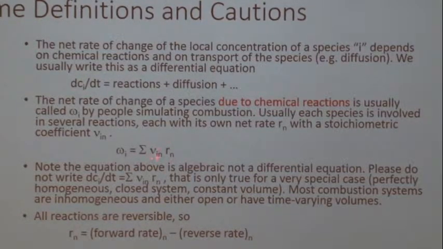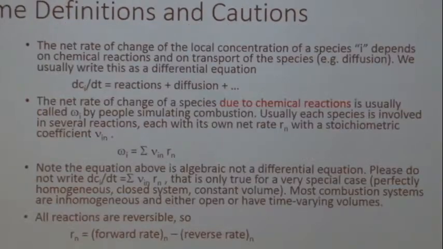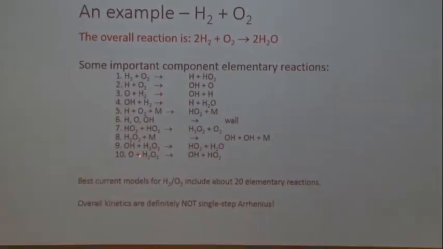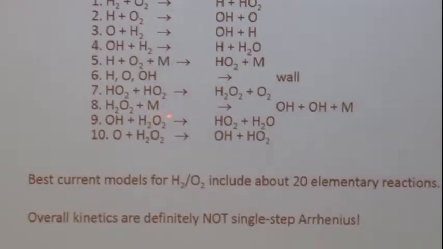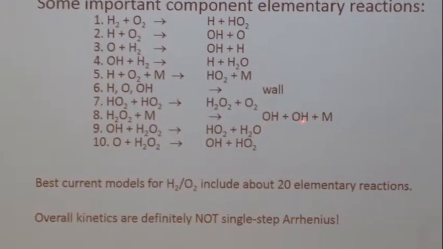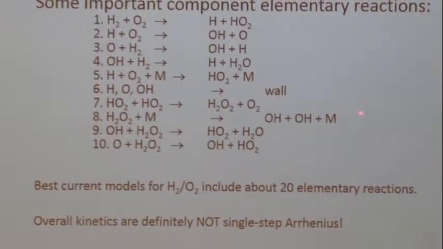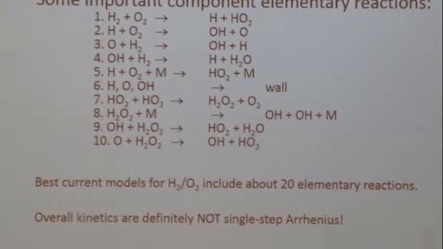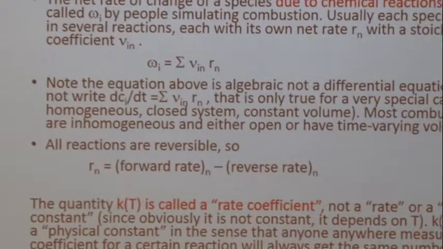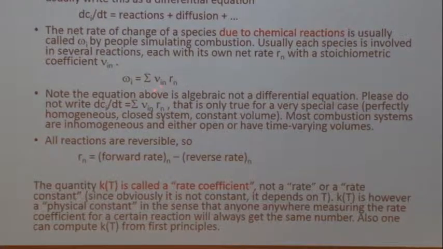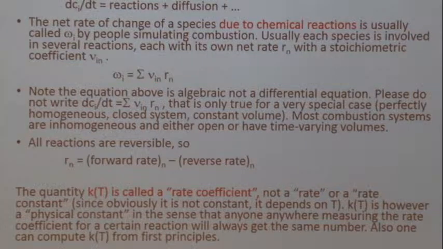And then there's a stoichiometric coefficient. So every time, let's go back here, this reaction here, every time this reaction runs, it consumes 1 mole of H2O2 and it makes 2 moles of OH. So the stoichiometric coefficient would be plus 2 for OH and minus 1 for H2O2. So that's what these stoichiometric coefficients, the nus here, are. And there's an index for which species and which reaction, i and n.